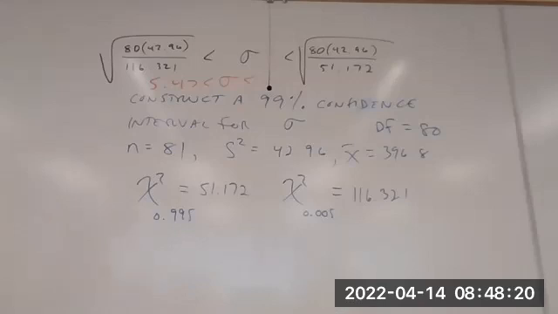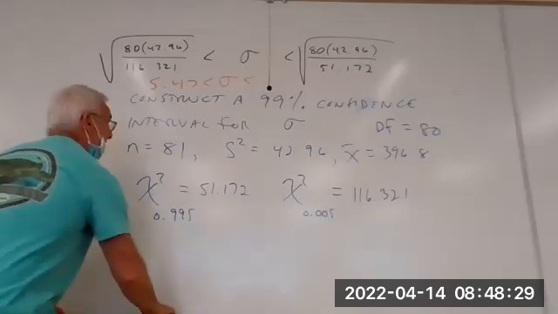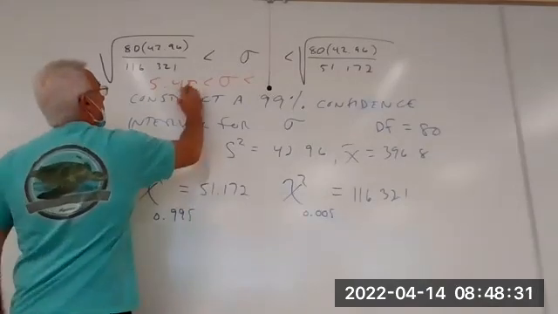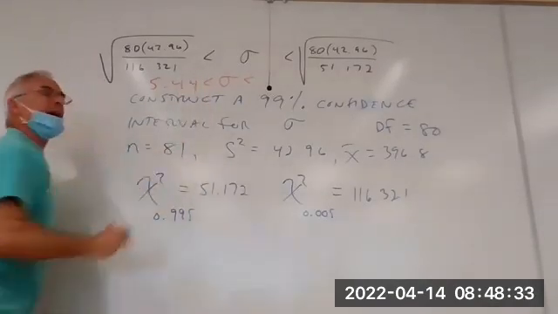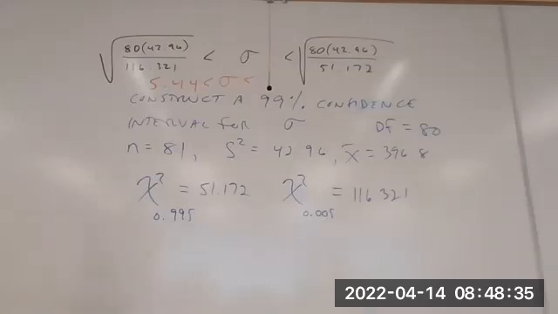So 5.43. Sure. 5.435, so 5.44, good. Now, if you said 5.43, would that be earth shattering, life changing? Would it cause my company to go down? Probably not. No. But we do want to round correctly. It's a good thing to do.